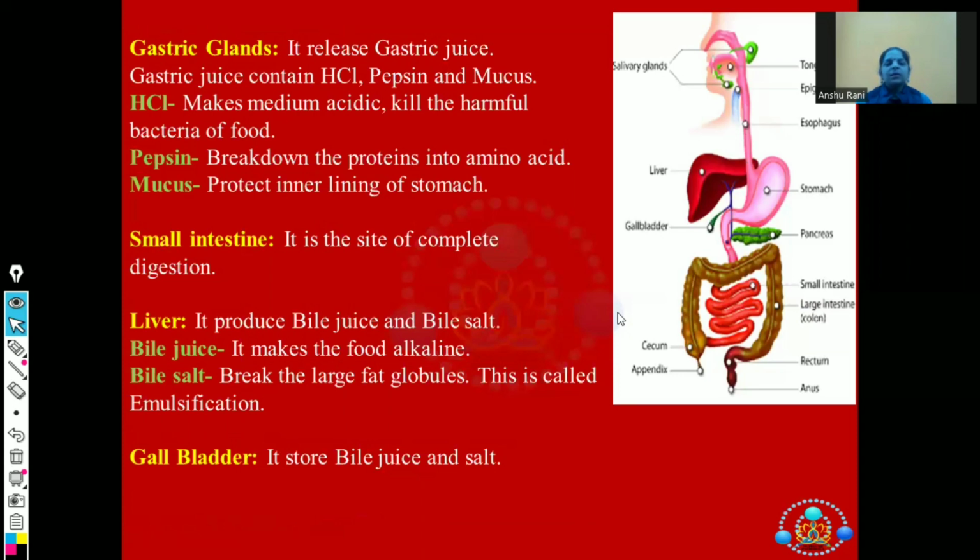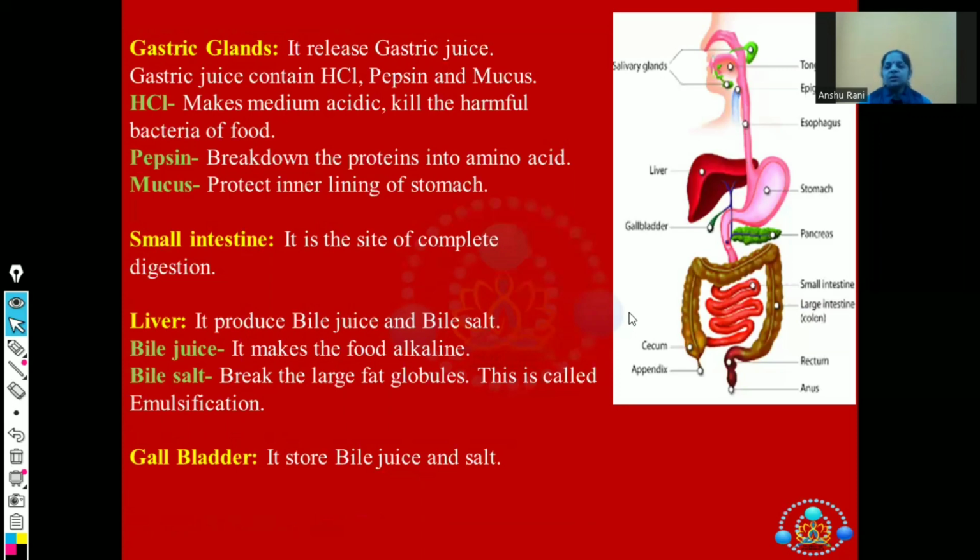Then we are having gastric glands. These glands are secreting HCl, pepsin, and mucus. HCl makes the medium acidic. It kills the harmful bacteria which come with the food. Then pepsin helps to break down protein into amino acids. Then we are having mucus. Mucus protects the inner lining of the stomach.